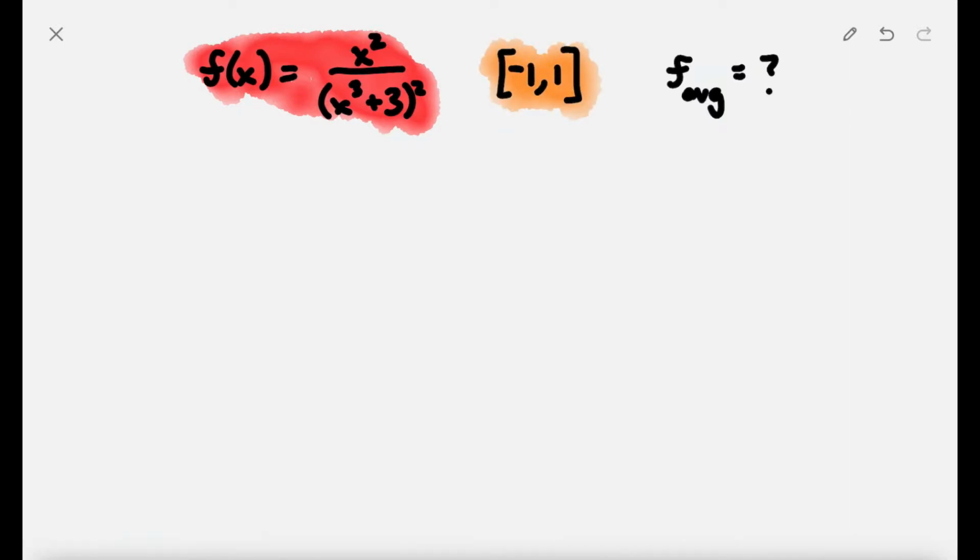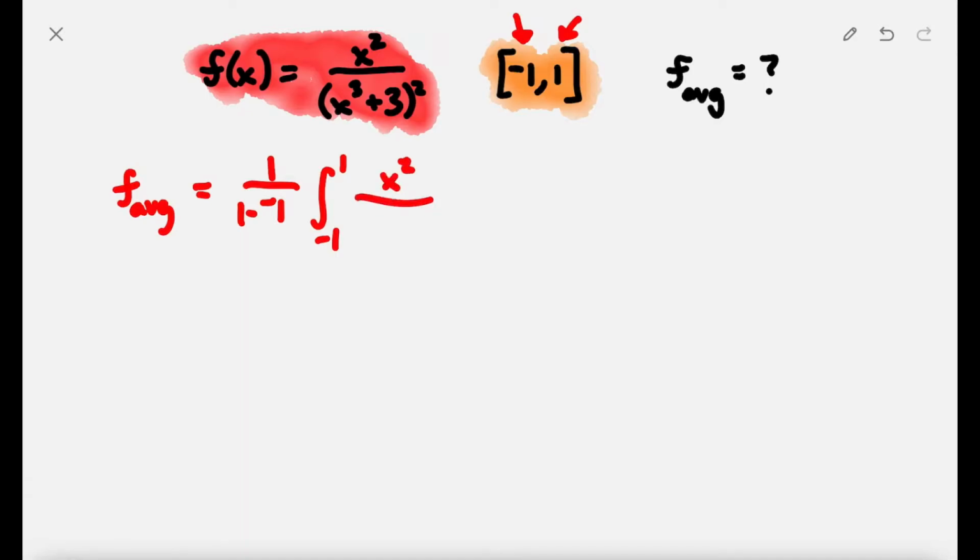First thing I'm going to do is write out the average value of a function formula here. So the average value of f is going to be equal to 1 over b minus a. So it's just going to be 1 over 1 minus -1 because my b is 1, my a is -1. And then I'm doing the integral from -1 to 1 of that f of x function, which is x squared all over (x cubed plus 3) quantity squared with respect to x.